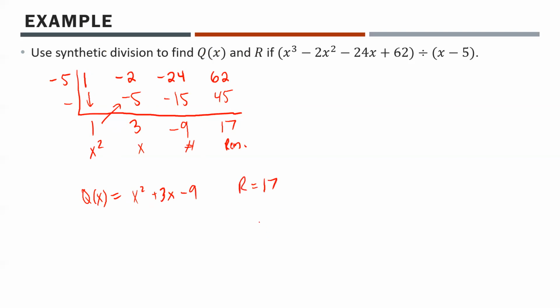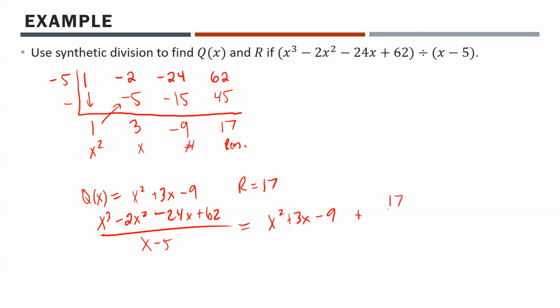If you wanted to be super fancy, and if you wanted to write this as like a division statement, you could have written x cubed minus 2x squared minus 24x plus 62, all divided by x minus 5, equals your quotient, which is x squared plus 3x minus 9, plus your remainder of 17 over what you were dividing by in the first place.